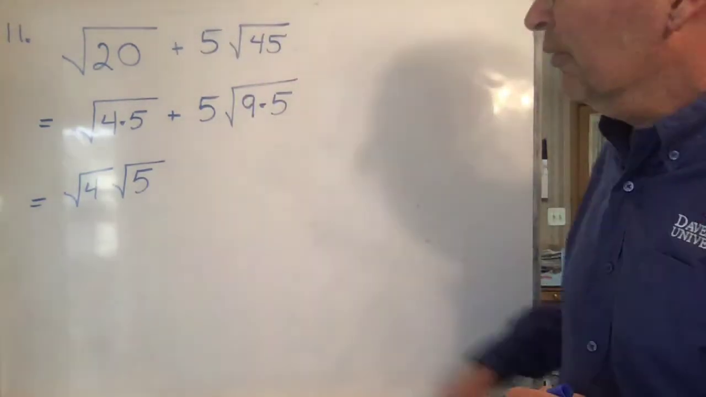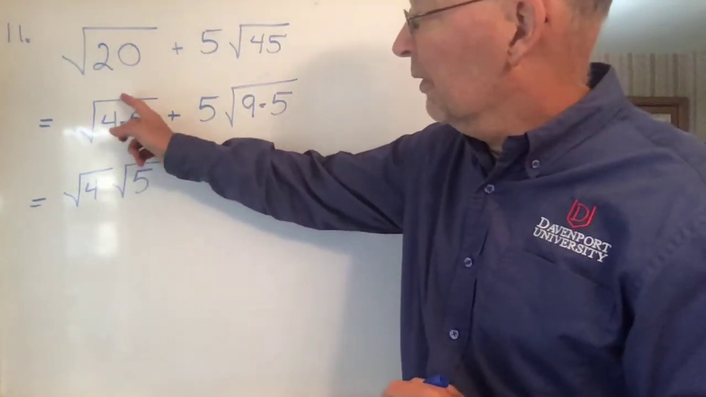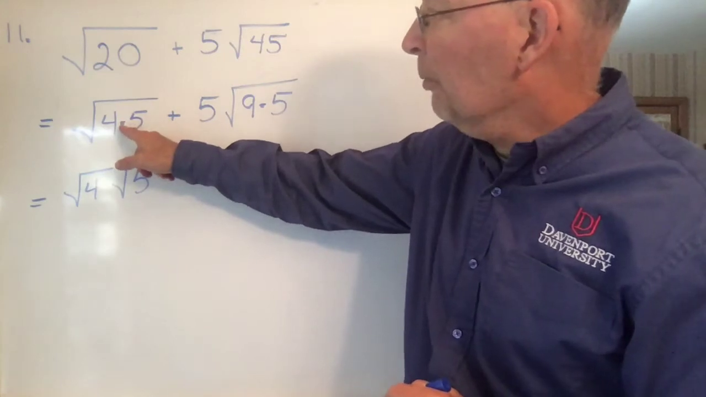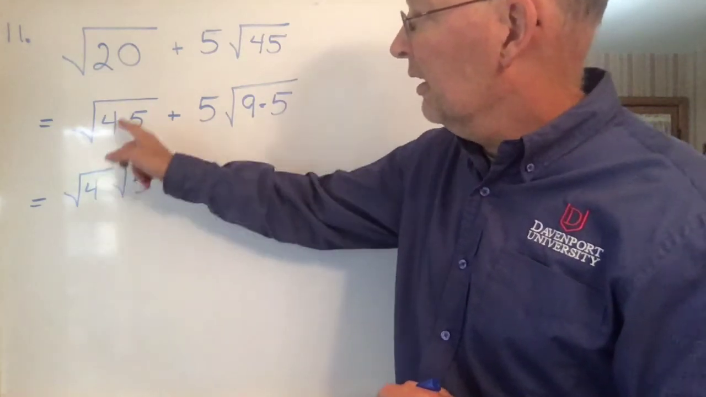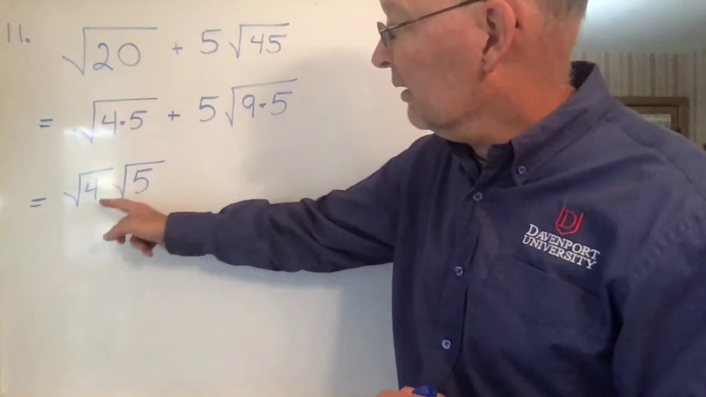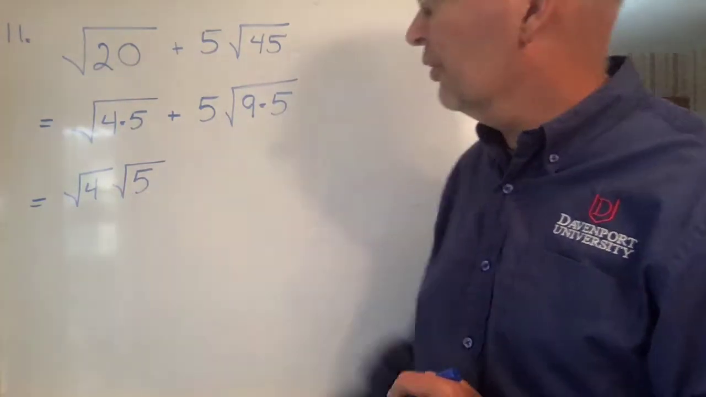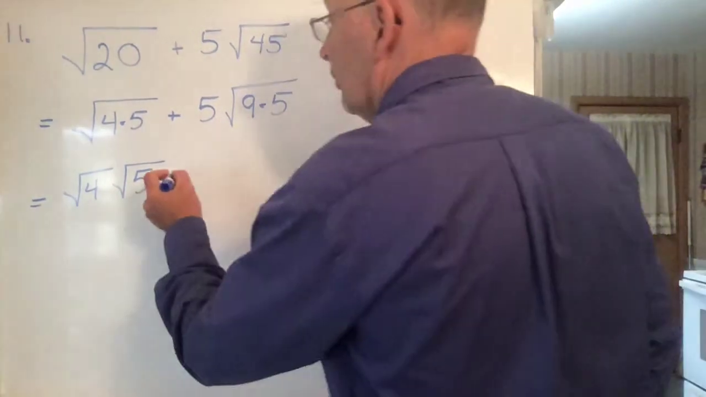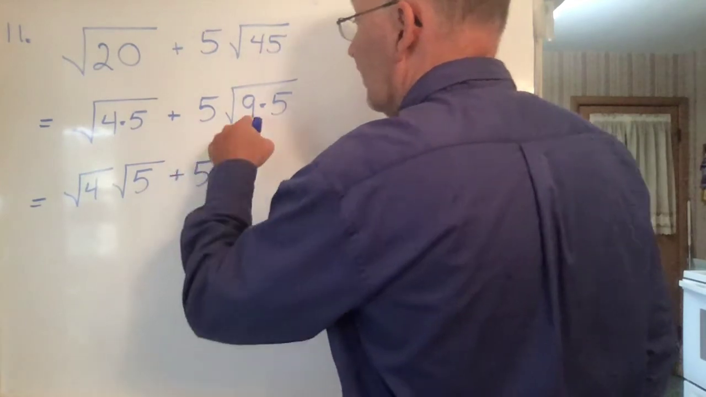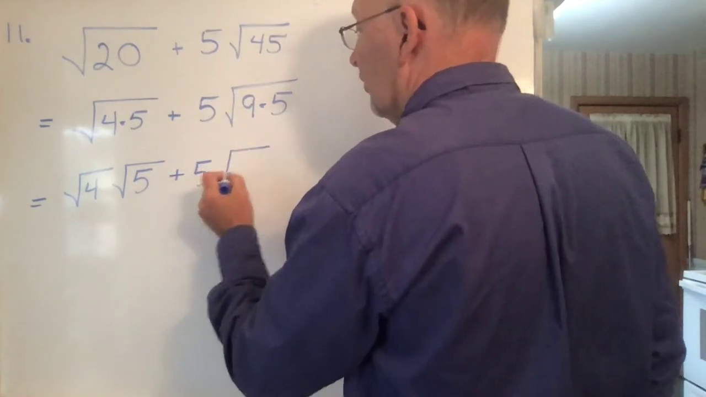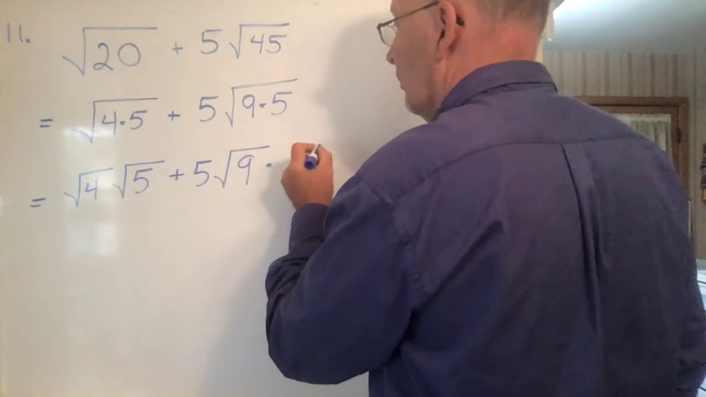Okay? That's one of the properties of square roots: if you have a multiplication sign in there, the square root of a product is the product of the square roots. So I can break them up. And similarly, I can break this one up into the square root of 9 times the square root of 5.